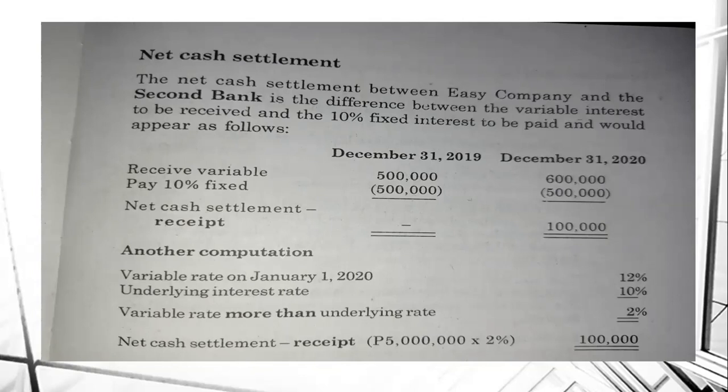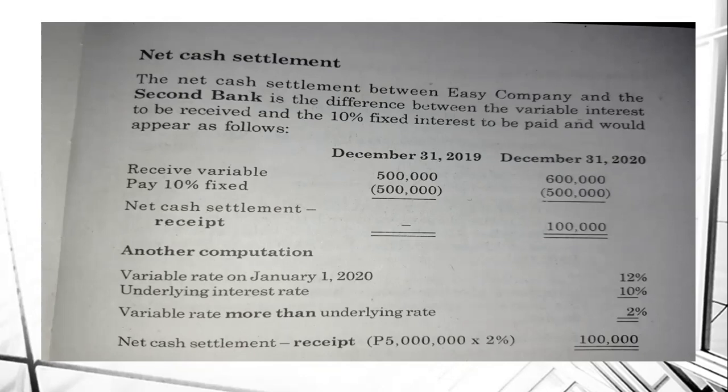So on December 31, 2019, di ba, the rate is 10%. So 5 million multiplied by 10% is 500,000, and the fixed is also 10%. Then the next year, di ba, it is 12%. So this is 600,000, 5 million times 12%, 600,000, while the fixed at 10% is 500,000. So the net cash settlement that the second bank will give to EC Company is 100,000, because the interest went up. So the second bank has the obligation.